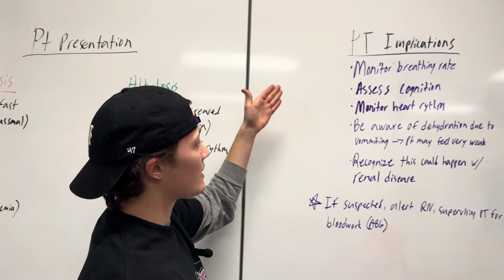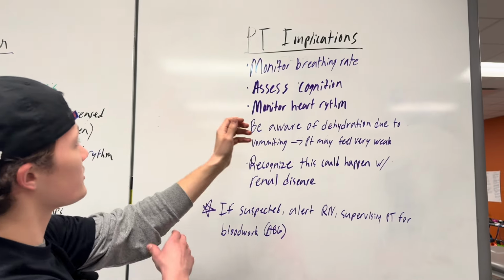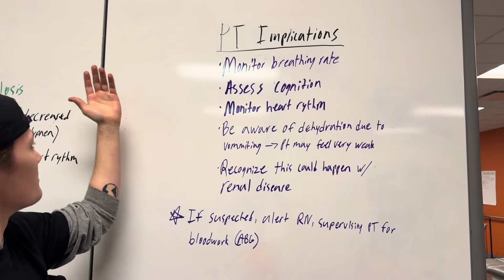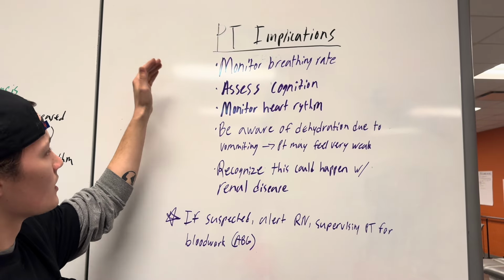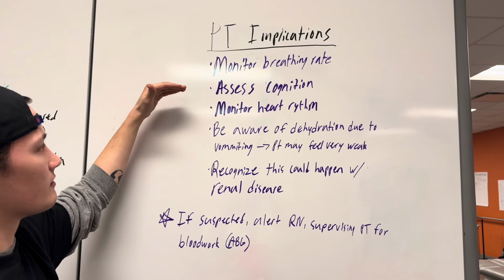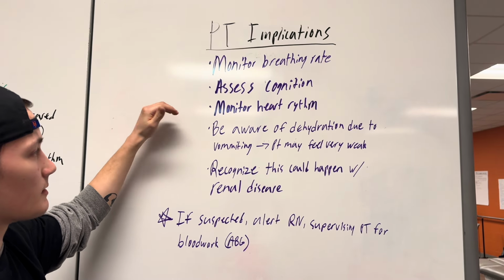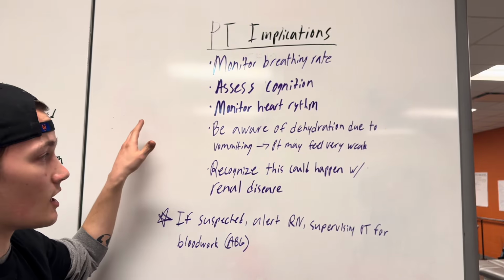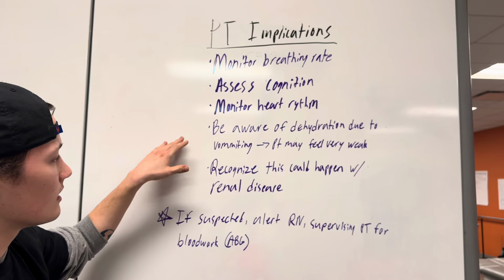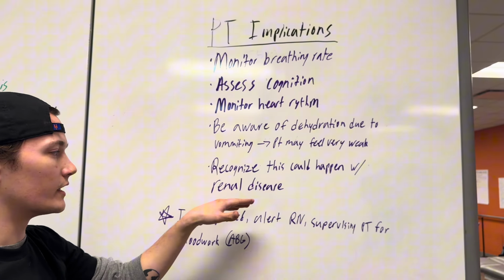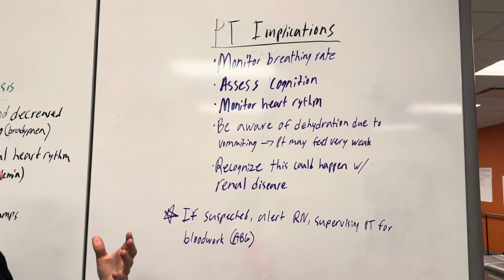Now, getting into the actual PT implications, based off those patient presentations, we're going to be monitoring the breathing rate because it's going to change, right? Trying to make up for those acid levels. We're going to monitor cognition, make sure that they're feeling okay for the day, and monitor the heart rhythm because we talked about those changes might happen. We're going to be aware of dehydration due to vomiting like we talked about. Patient might feel very weak. And we're going to recognize that this can happen with renal disease. Whenever you do see someone with renal disease, know that this could be a potential thing that happens.